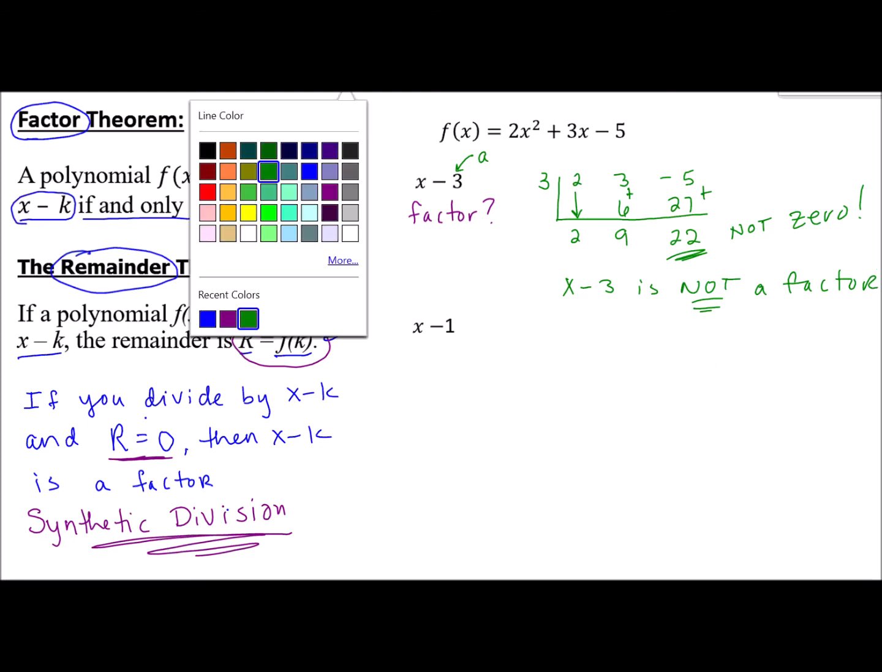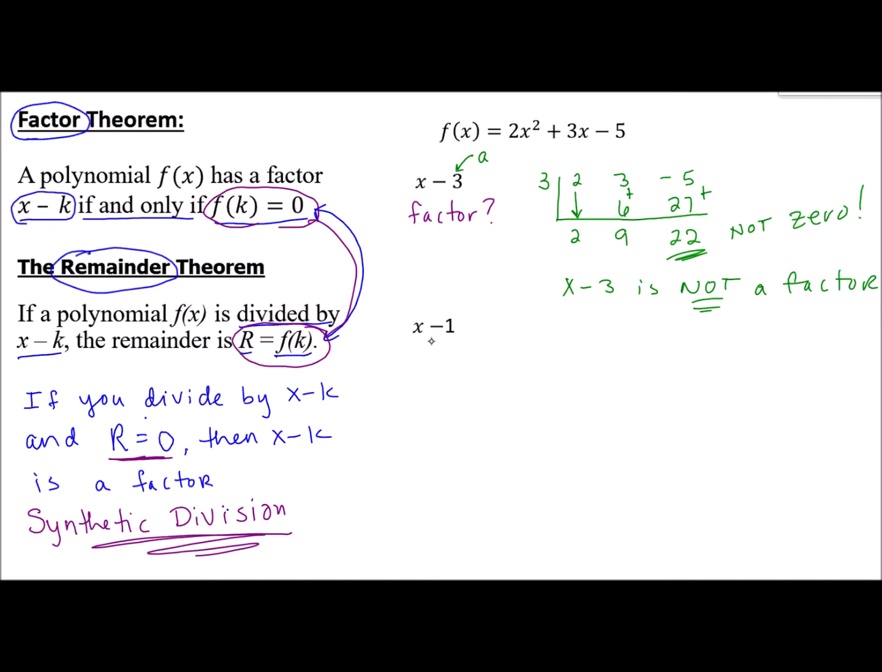Okay, let's try this next one. This time we've got x equals 1, so my a is going to be 1. It's the guy on the outside. Okay, same coefficients on the inside. Follow the steps. Woohoo! Remainder is 0. That means x minus 1 is a factor.